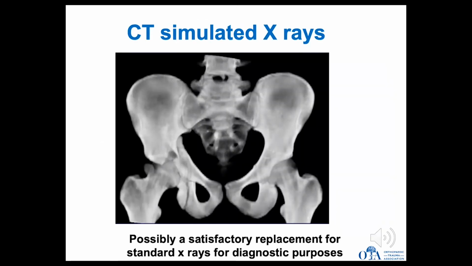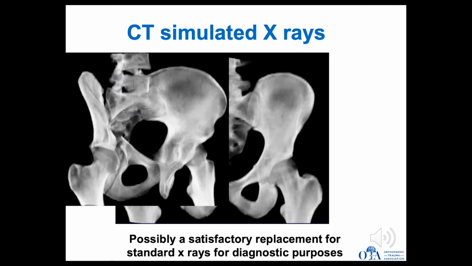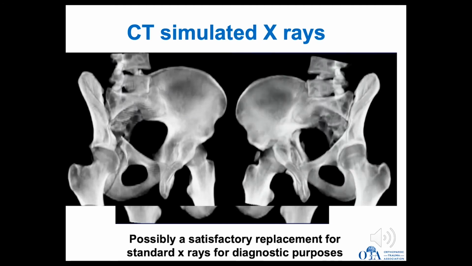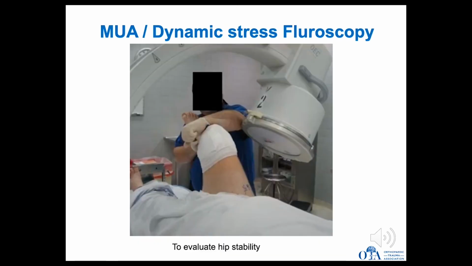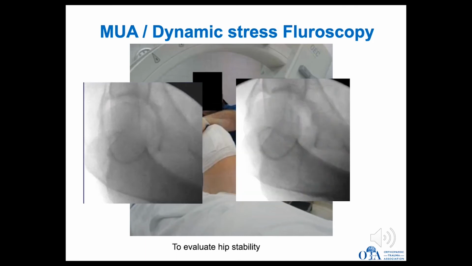In addition, CT simulated X-rays could be obtained and is possibly a satisfactory replacement for standard X-rays for diagnostic purposes. Finally, manipulation under anesthesia and dynamic stress fluoroscopy is a very valuable tool in evaluation of hip stability.